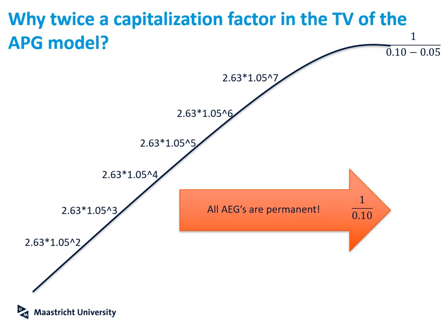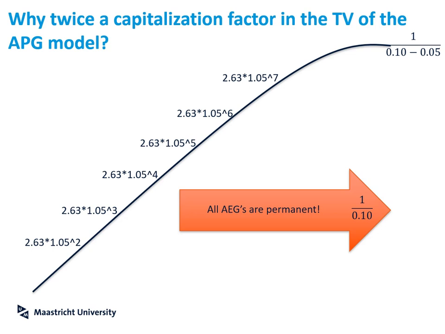Now, just to make sure, why do we have twice this capitalization factor in the APG model? Because we multiplied it with 1 over 0.1 minus 0.05, and then again by 1 over 0.1. I said this 1 over 0.1 minus 0.05 is taking into account that we will have abnormal profit growth for each of the years in our terminal value.